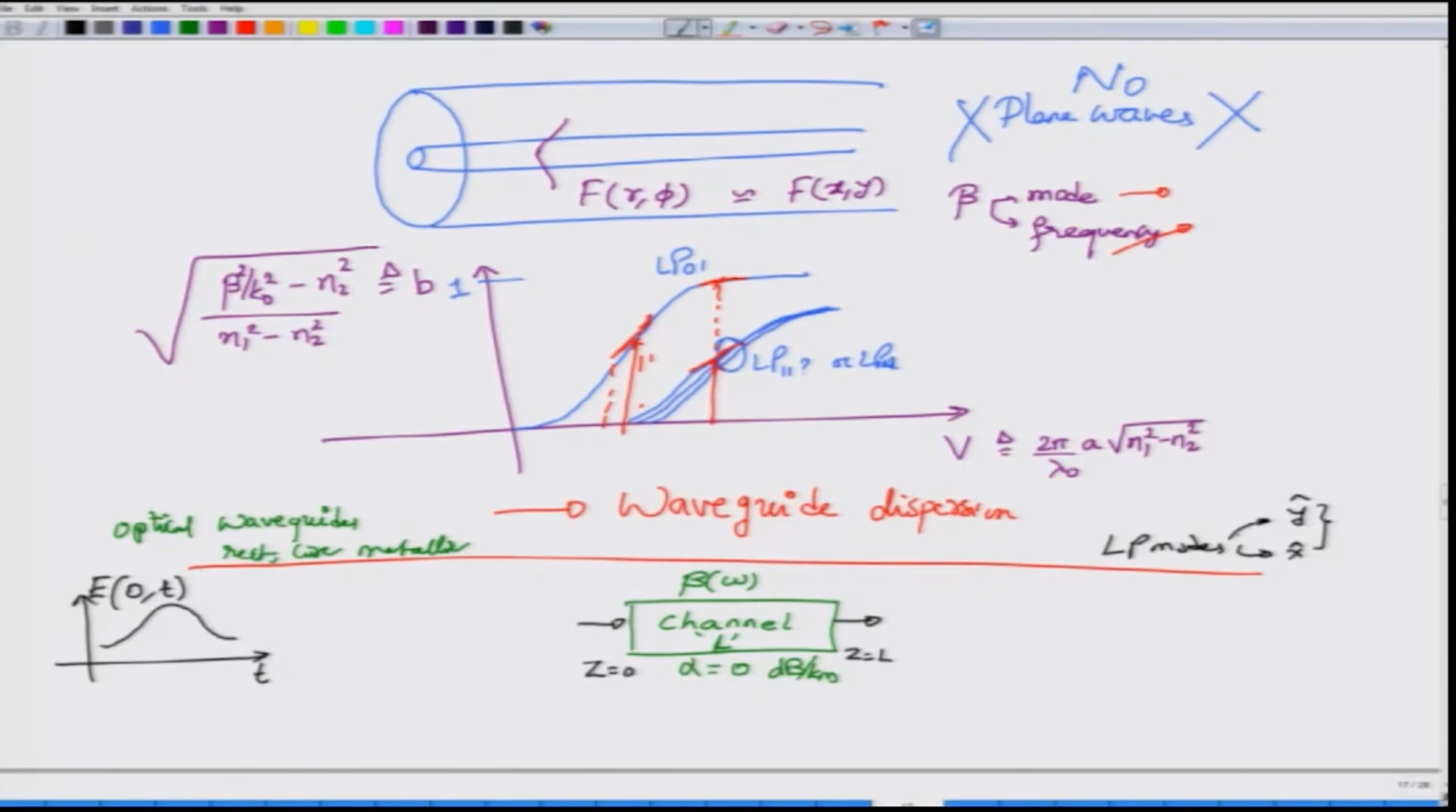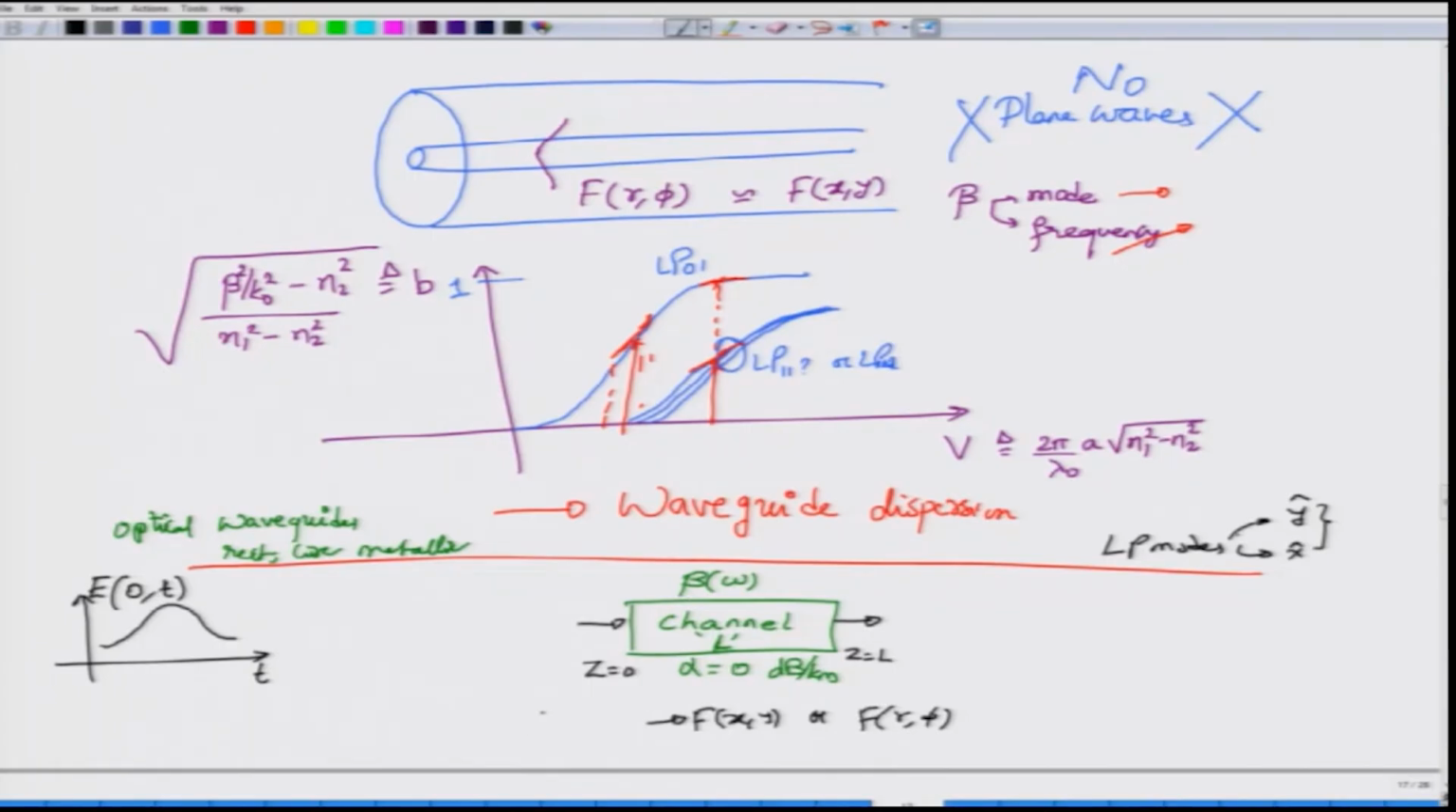So, right now I am looking at the electric field, and I am also going to assume that the mode shape, that is f of x comma y or f of r comma phi, essentially remains constant, and is the same for different modes. This is a highly simplifying assumption, because I am only interested in the effect of the propagation constant beta depending on omega. I will assume that the mode shapes more or less remain the same as they propagate.